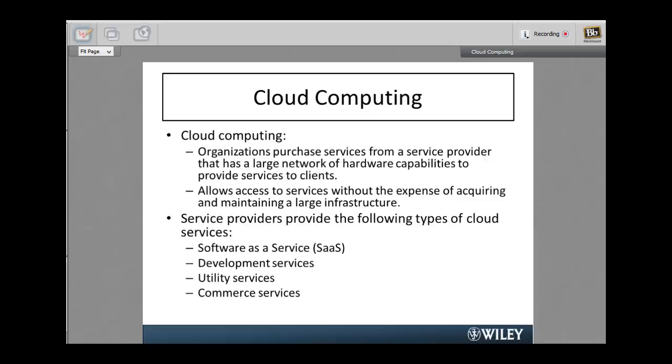And the last thing in this chapter is about cloud computing. Cloud computing provides everything as a service, in which an organization purchases service from a service provider that has a large network of hardware capabilities to provide services to clients. It allows access to service without the expense of acquiring and maintaining a large infrastructure.